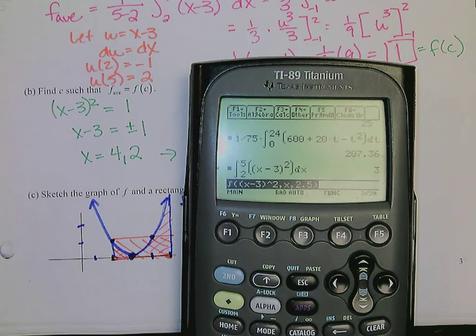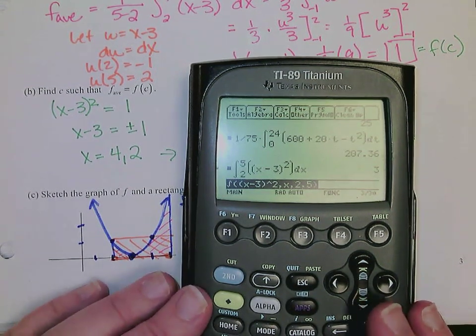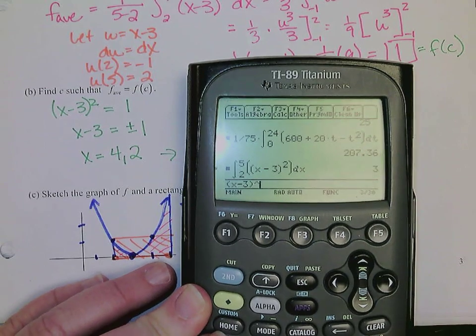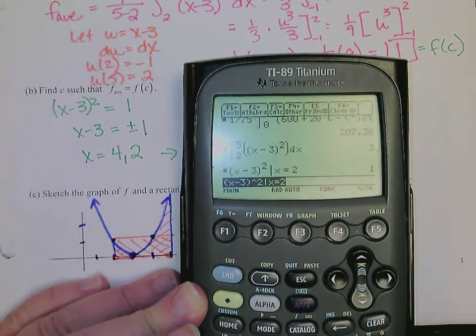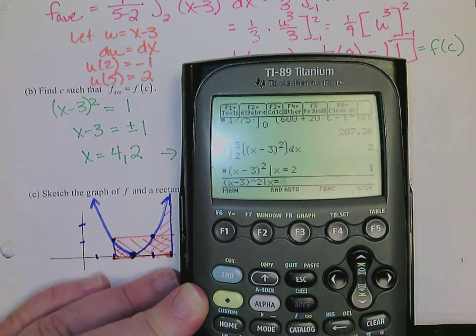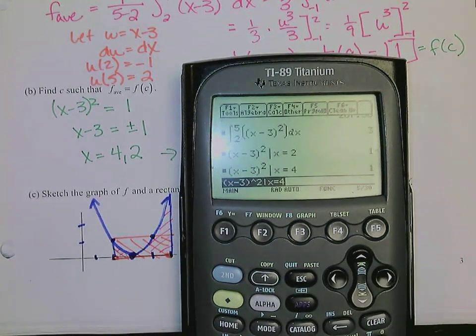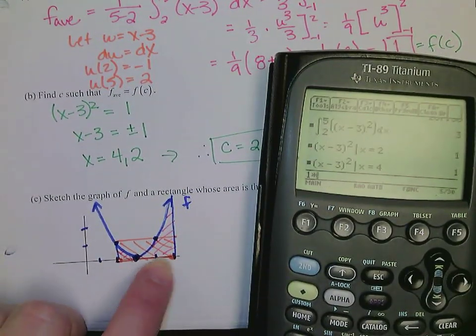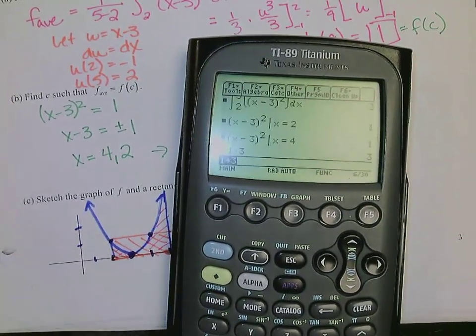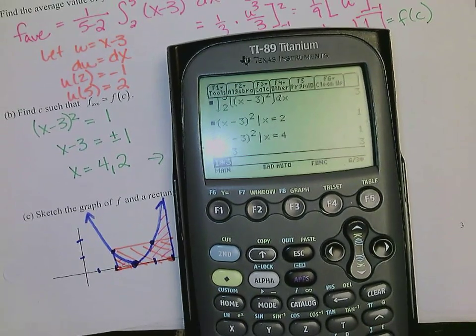Okay, so what is f of 2? Well, f of 2 is x minus 3 squared such that x equals 2. That's 1. Or at 4, we also get 1. So the height of that rectangle is 1. The width of that rectangle is 1, 2, 3. So the area of that rectangle is also 3. Crazy.